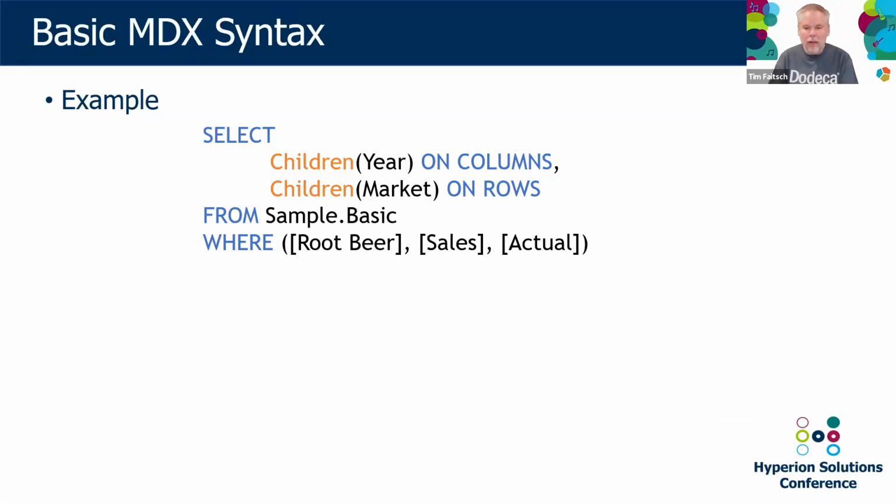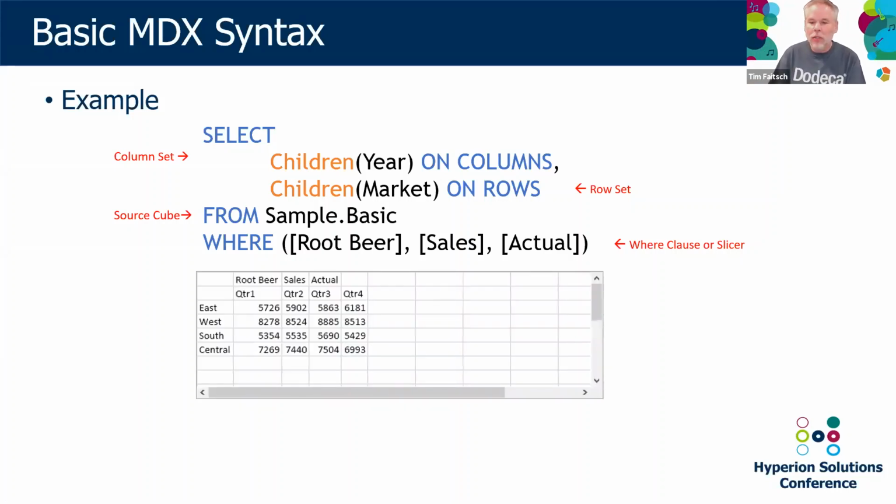Now, I also have here a where clause. So I've got my column set, my row set, my source cube, and now my where clause. It's also known as the slicer. So it takes a slice out of the cube. In this case, it acts like our page members. So you're looking at root beer, sales, actuals. So give me all of the children of year across the column, children of market on the rows, and then my page members will be root beer, sales, and actuals, right? And this is what it looks like.